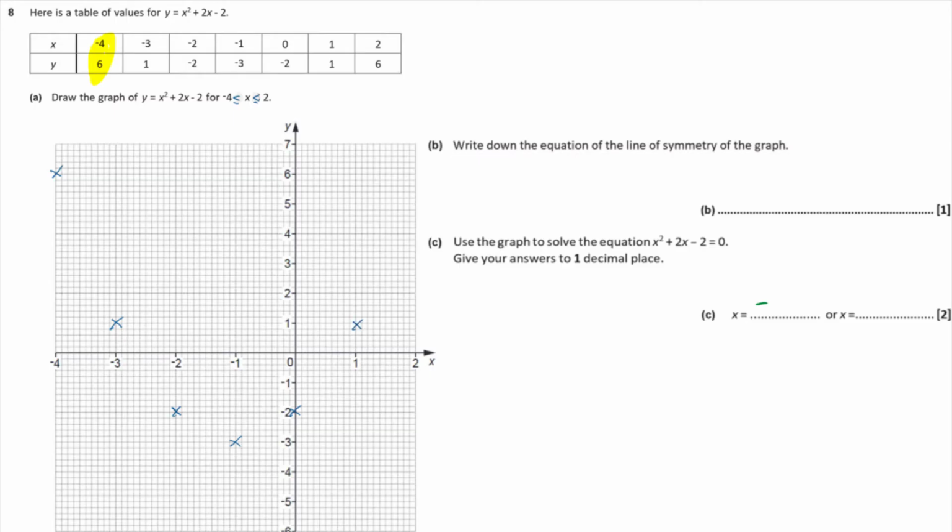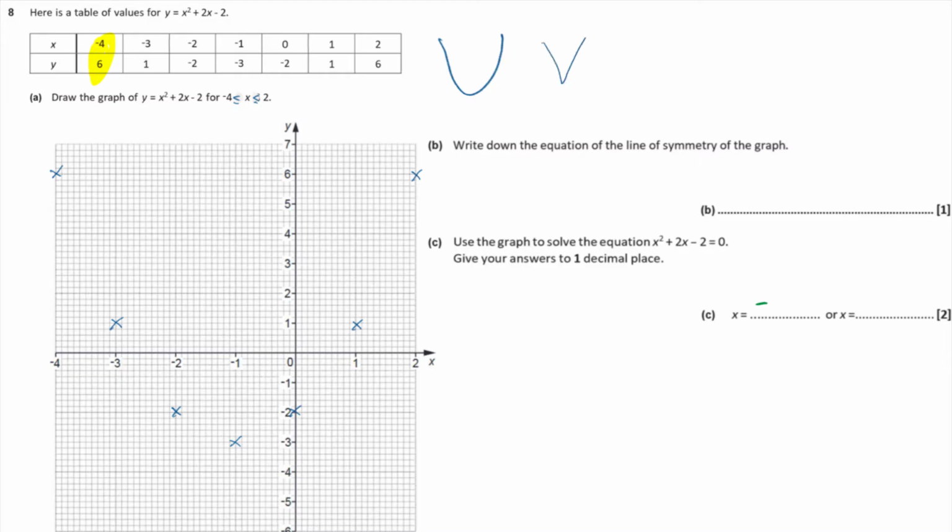and 2, 6. Now, as I said, it's a quadratic equation, so I'm expecting a parabola when I draw them. A parabola is like a U-shaped curve, isn't it, like that? And that's what I've got here. I hope you can see that. So we're going to draw a parabola through these. We're going to draw our curve through these points.